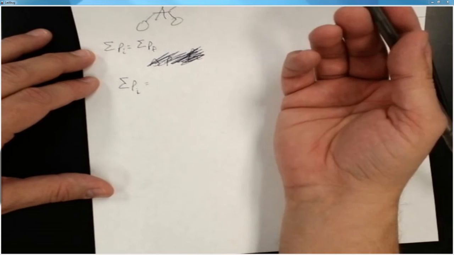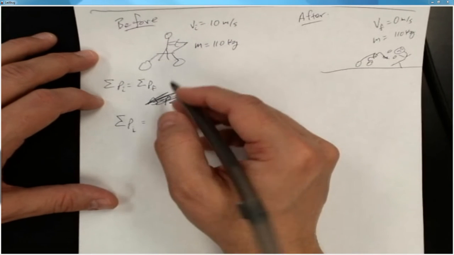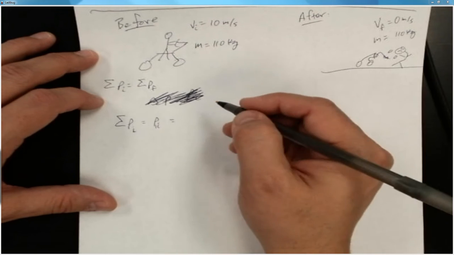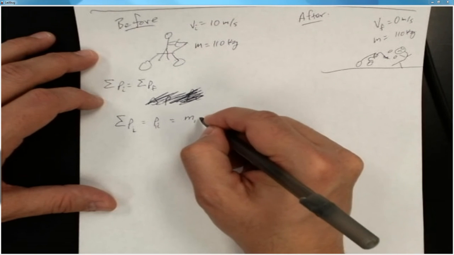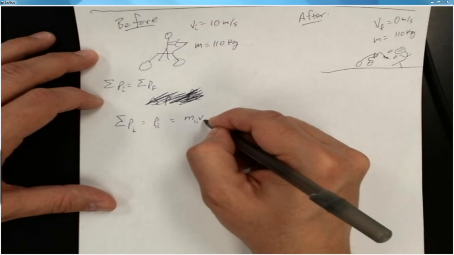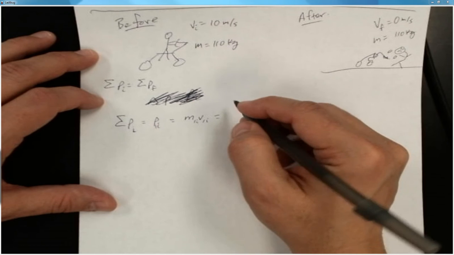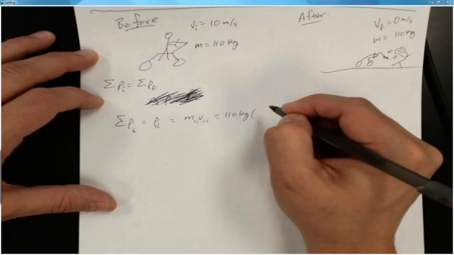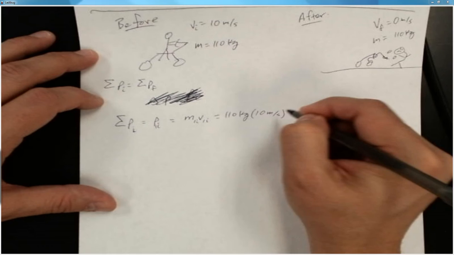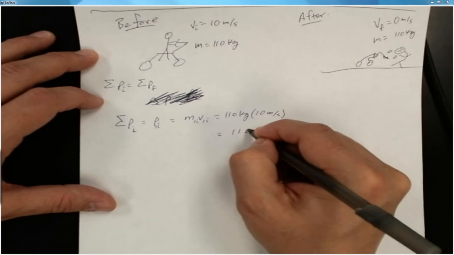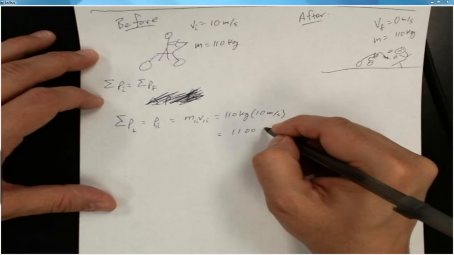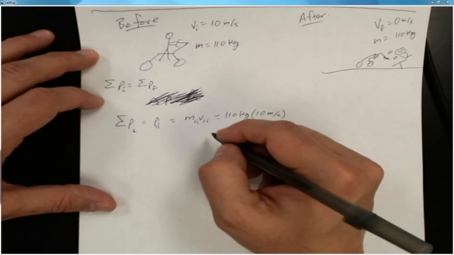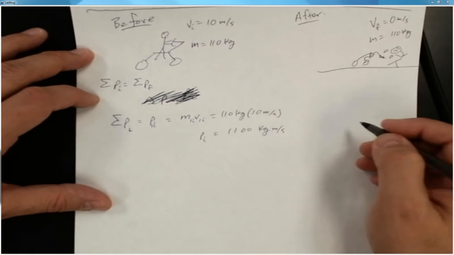Well, there's only one object, so then we just need to find one momentum. That's P1 initially. And P1 is M1 V1. P1 initially, M1 initially, which is 110 kilograms times 10 meters per second. Which is 1100 kilogram meters per second. So that's my momentum initially.